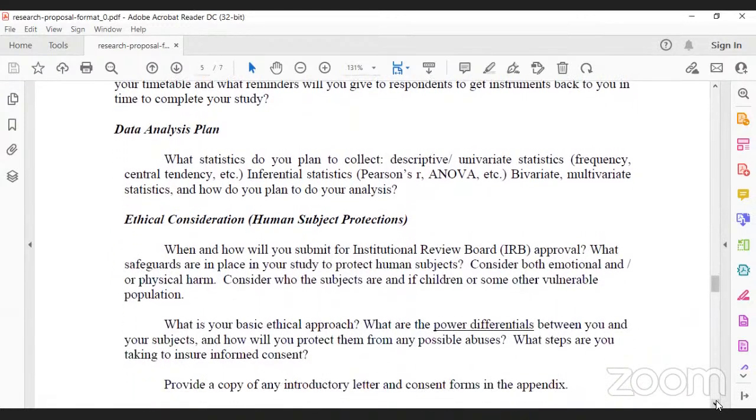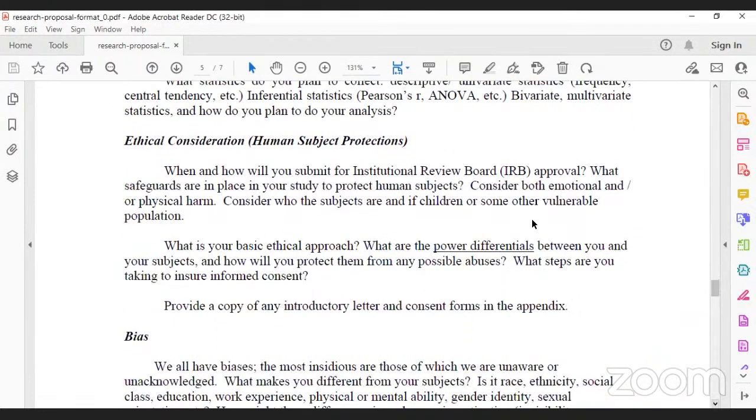And then some ethical considerations. If your study has some ethical considerations, for example if some of the subjects are children or from a vulnerable population, suppose you are doing it on transgender people in India, then there are ethical considerations because it is a vulnerable population, and what is your ethical approach going to be?